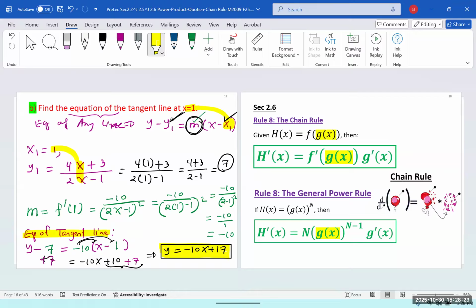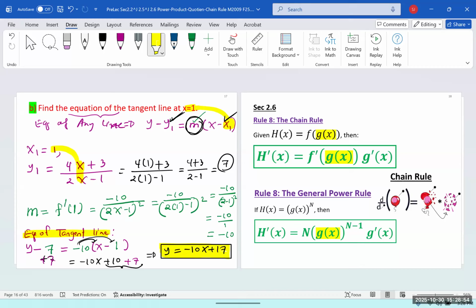Do you remember what is composite function? What do you do in composite function? Or how do you get composite function? How do you get composite function? We did composite function, you already forgot. Composite function. You don't remember? No, that's the power rule.